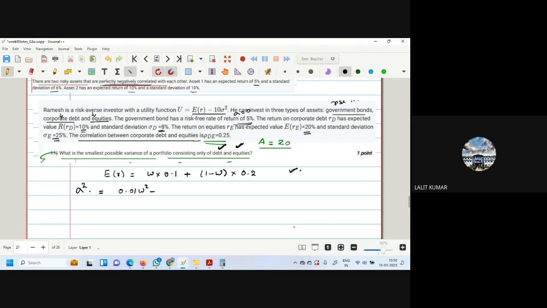0.01 W square plus 0.04 into 1 minus W whole square, which I have expanded. And then we get 2 into W into 1 minus W, and rho DE they have given. So this is the correlation coefficient. This is not covariance. So this will become 0.25 into 0.08 into 0.25. Has everyone understood this equation?